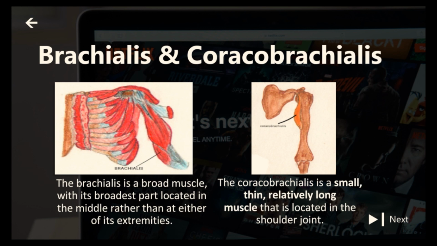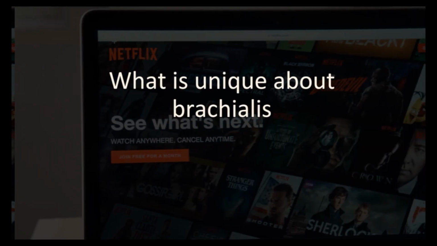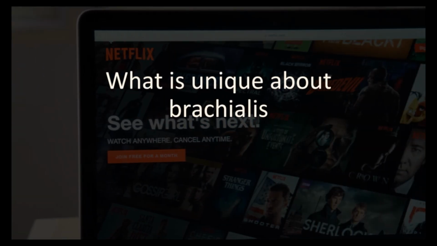The coracobrachialis is a relatively long muscle that is located near the shoulder joint. The name coracobrachialis is a reference to the muscle's point of origin and insertion. This muscle originates from the coracoid process of the scapula, or shoulder blade, which is a hook-shaped bony prominence at the top outer part of the scapula.